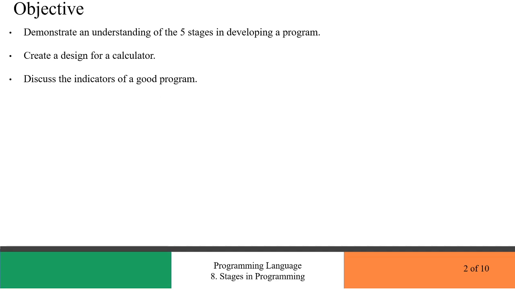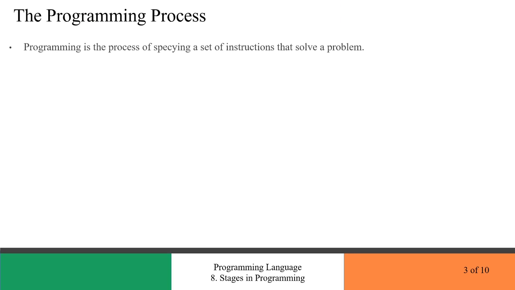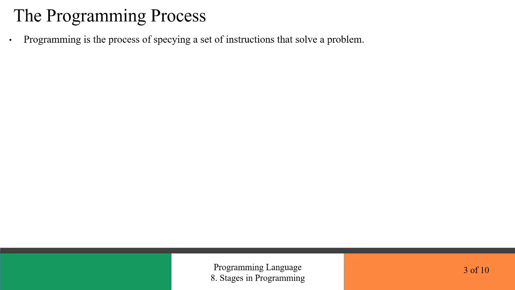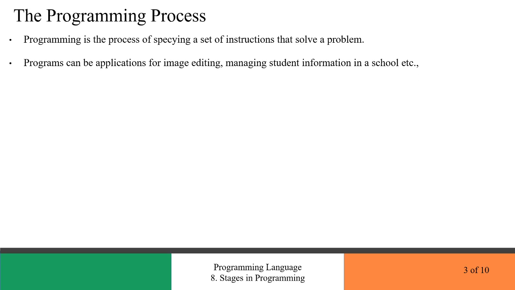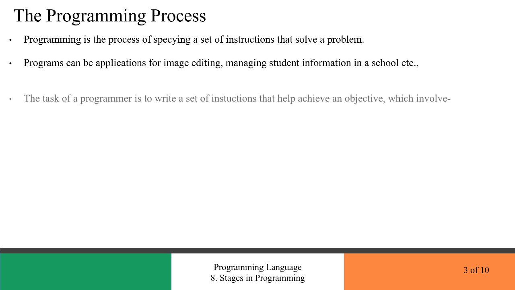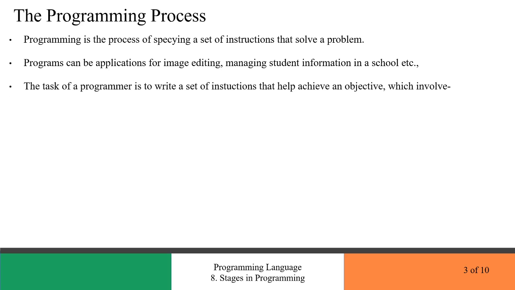Let us get started. The programming process. Programming is the process of specifying a set of instructions that solve a problem or help achieve a certain objective. Programs can be applications for image editing, managing student information in a school, and so on. The task of a programmer is to write a set of instructions that help achieve the objective. The tasks involve the following stages.